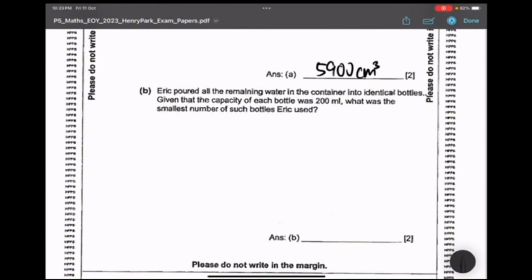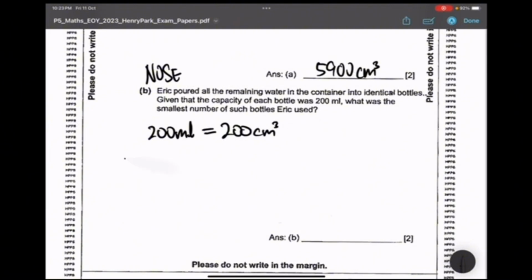Eric poured all the remaining water in the container into identical bottles. Alright, so immediately I know, when I see identical, I know that this is a number of sets question. Right, now given the capacity of each bottle was 200 ml, what was the smallest number of such bottles Eric used? First, what I want to do with my 200 ml is to convert it into 200 cm cube.